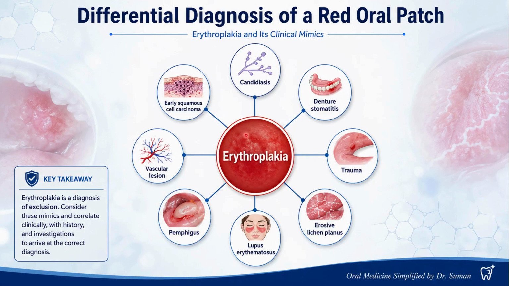A red oral patch has a broad differential diagnosis. It may represent candidiasis, denture stomatitis, trauma, erosive lichen planus, lupus erythematosus, pemphigus, vascular lesions, or early squamous cell carcinoma. This is why erythroplakia is a diagnosis of exclusion. We must consider all of these other possibilities before labeling the lesion.